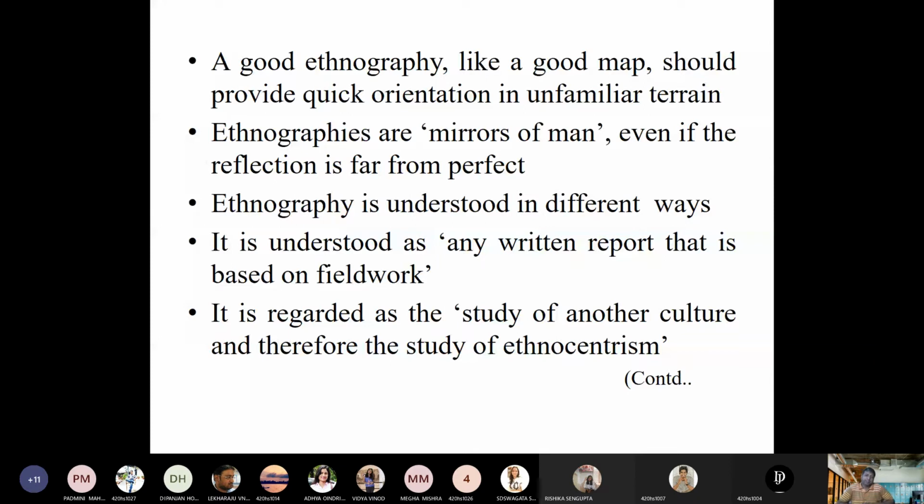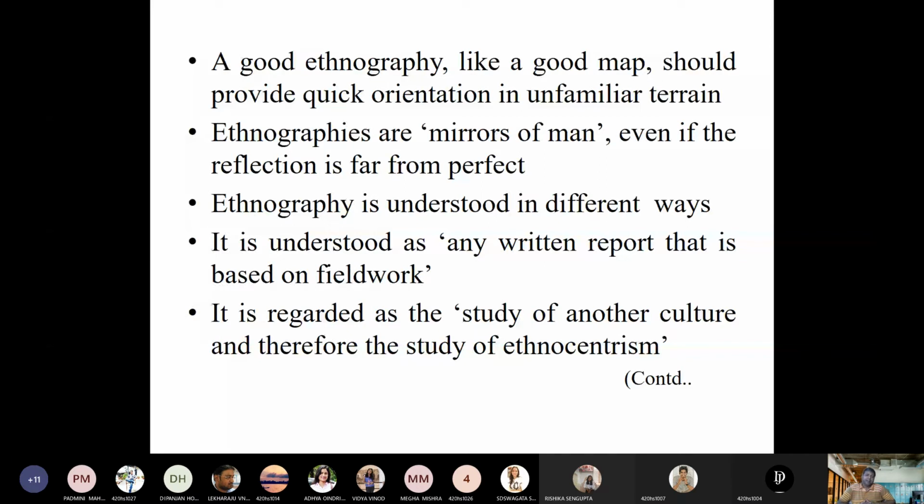Ethnographies are mirrors of man, even if the reflection is far from perfect. Even though we always believe that, while we are seeing ourselves in the mirror, no doubt the reflection is not the perfect one. Whenever we see ourselves in the mirror, maybe that reflection is not 100% perfect, not the way we really are or the way we are looked at by others. So it may not be exactly the same. But if you look at ethnography as a mirror of man, it is a mirror of a community, a mirror of a society. It reflects that community and society. That's why ethnography should be very clear, so that by studying the ethnography of a particular community or society, people can understand more or less everything about that society.